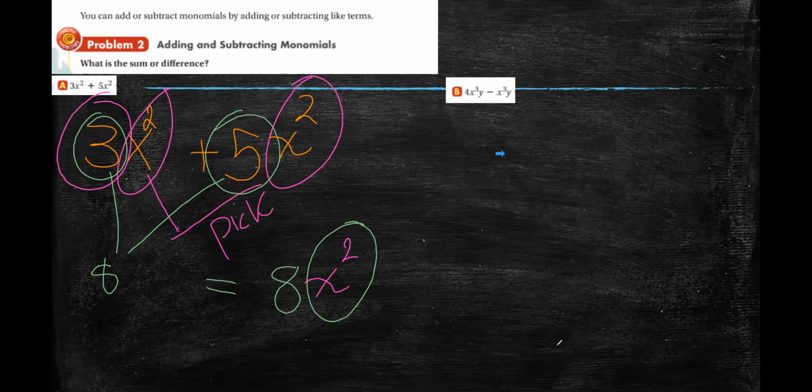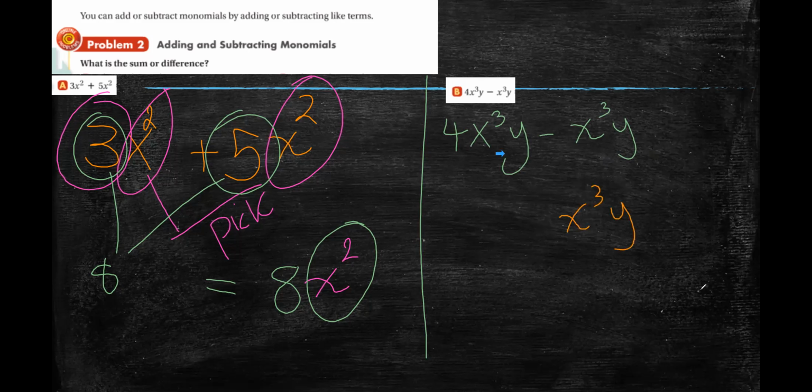B. Look at B. We have here 4x cubed y minus x cubed y. The first step now, we have to check if we have the same variables. x cubed y, x cubed y. Yes, we have the same. The second step, I will pick one of them, which is x cubed y. Then I will add or subtract the coefficients. What are the coefficients here?